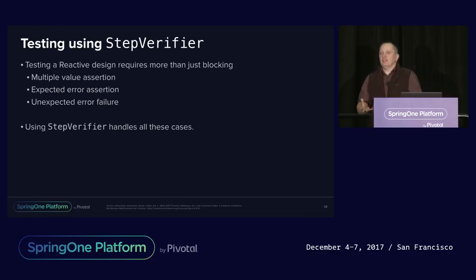So you've just seen some complications of doing testing yourself with having to do blocking. And that's just one consideration that you've got when you're doing testing. You also need to be able to cope with things like multiple value assertions, expected errors, unexpected errors. It starts to stack up the amount of work that you're going to have to do if you're going to test with it. Fortunately, Reactor took care of that for us, and we can use something called StepVerifier to take care of the blocking for us and to do all these other useful testing things.